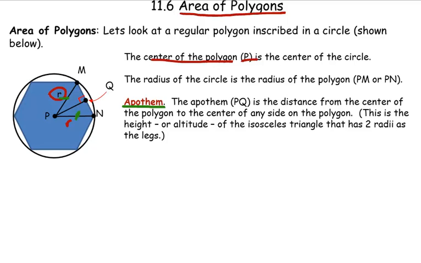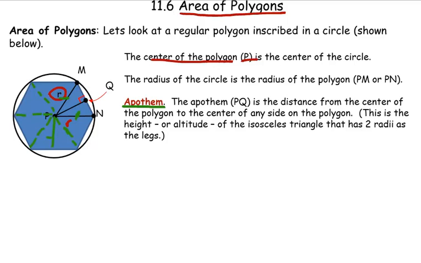Now if you look at a polygon, what we're going to do is come up with a formula that gives us the area for the whole polygon. But we can divide this polygon up into 6 congruent isosceles triangles. There can be 6 isosceles triangles with a radius for the legs of each isosceles triangle, and the apothem for each one. Here's another one here.